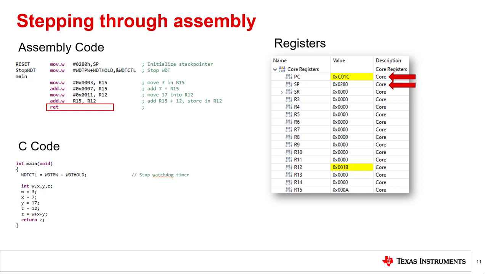Let's now execute the return and watch the program counter and stack pointer registers. On the last instruction execution, we return to the top of the program to reset. This is shown with the program counter getting set to hex C000, which is the start of the program. The stack pointer also gets updated here as well. As our program returns, data gets popped off the stack, therefore the stack pointer increments.